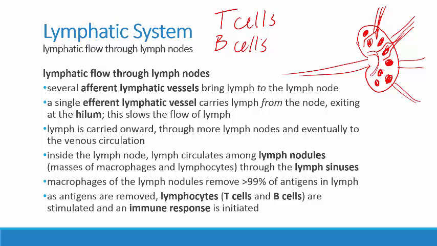As the lymph passes through these chains of lymph nodules, the macrophages are capable of removing more than 99% of the antigens in the lymph. And as those antigens are removed, the T cells and B cells may be stimulated and an immune response can be initiated.